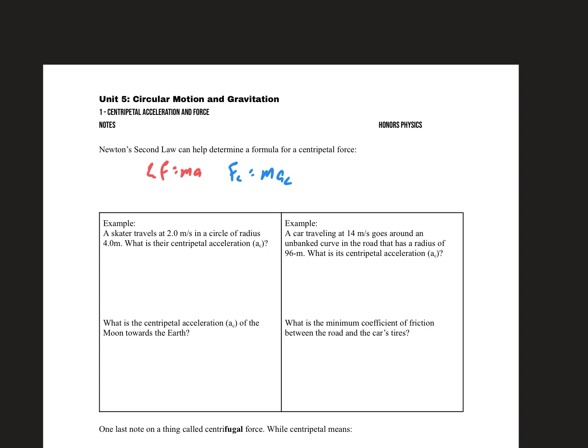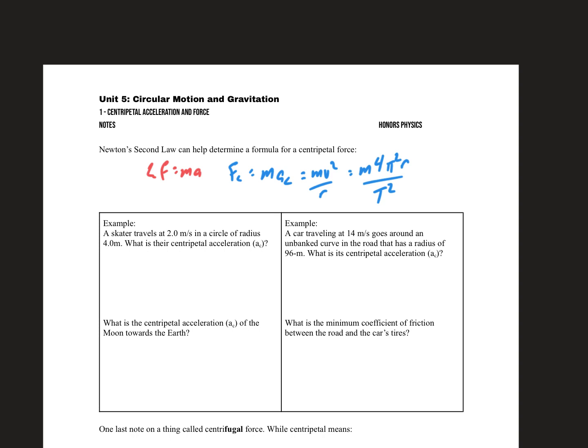And I have two versions of the acceleration, depending on the question I'm using; one just tends to fit better than the other. But it's mass times the centripetal acceleration, which we've already kind of talked about. Those are the two versions of the equation we could use. So the first question is something like this.